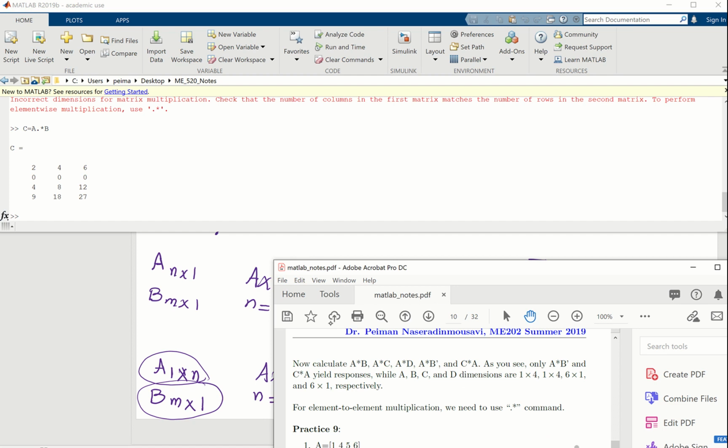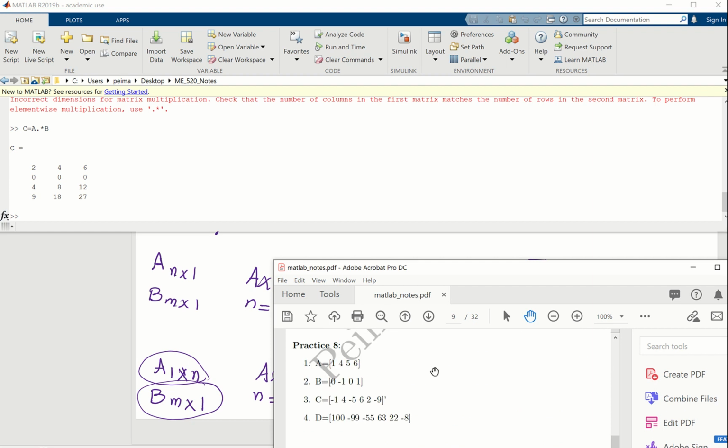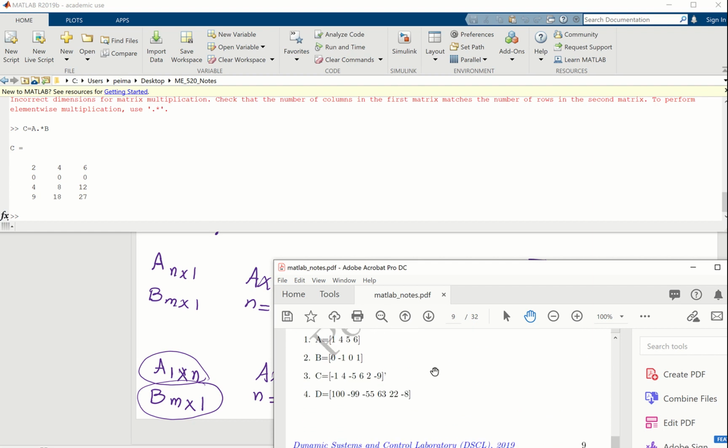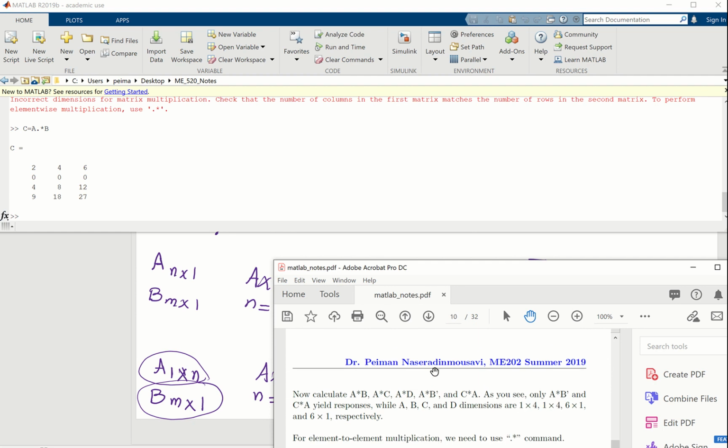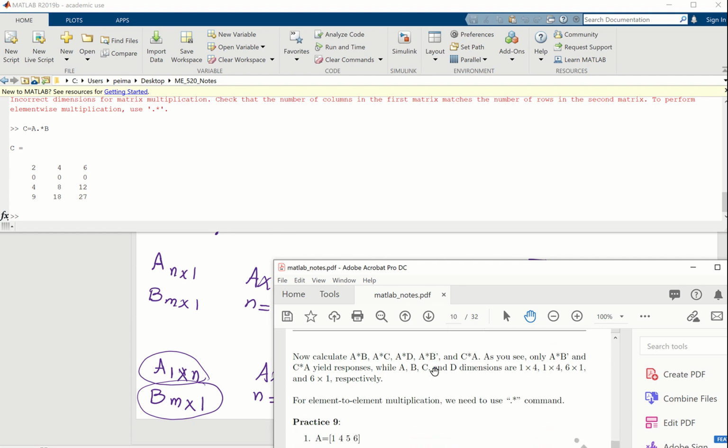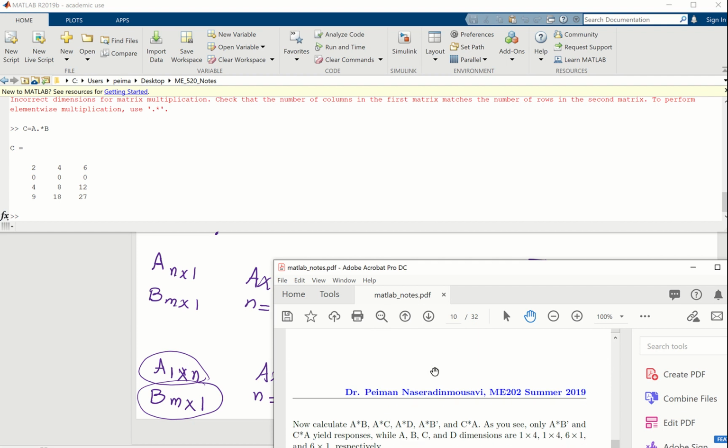So please do this, and we're going to see that for the element multiplication we need to use this command. And then we will discuss this in the next classes. A, B, C, D, these kinds of things. And this is enough for now. We're going to do it in the next class. This is enough for today.